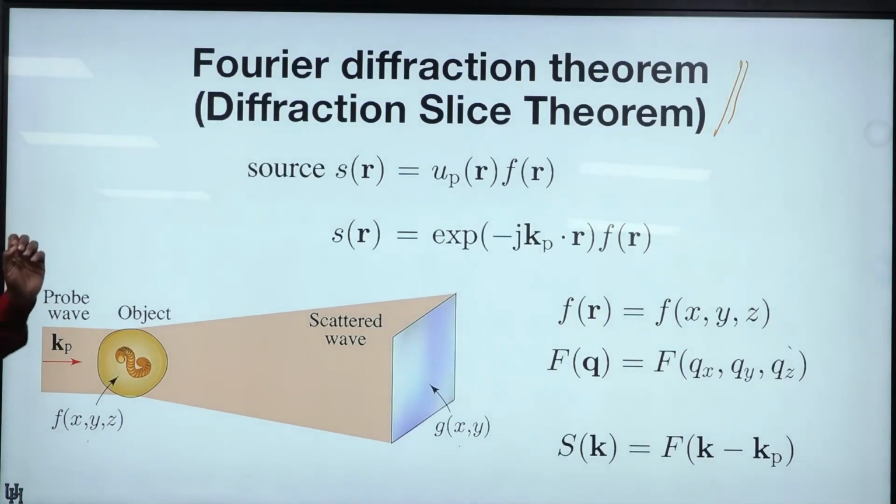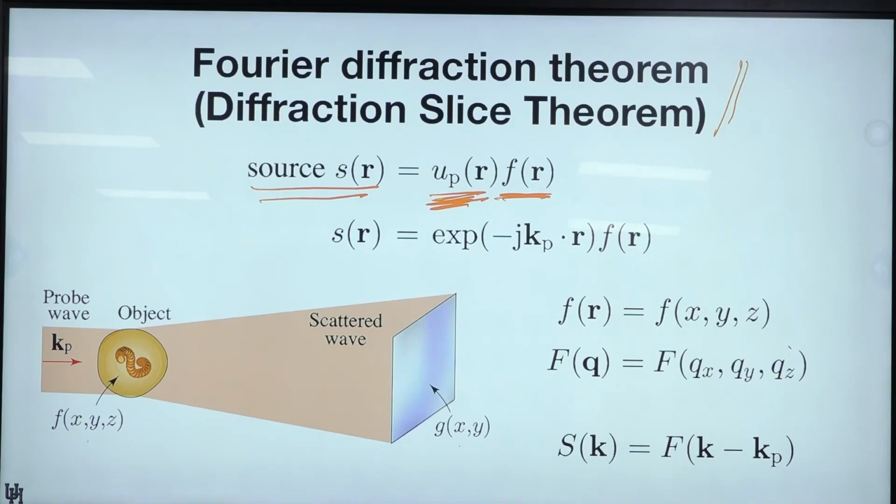Therefore, the light that falls on this object is given by UP of R, and the source effectively will be UP, whatever light falls on it, times the object scattering potential, or the properties of the object. If you have higher light intensity, like a lot of intense light falling on an object, there will be more signal that you will get.